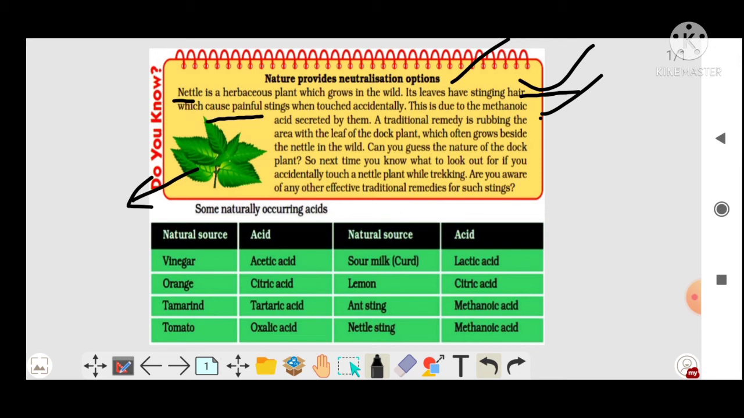Which acid comes from nettle? Methanoic acid. It means they secrete methanoic acid. Okay, nettle. What is the traditional remedy? The traditional remedy is rubbing the area with the leaf of the dock plant. This is the remedy, and by the dock plant neutralization reactions occur. So nature provides neutralization options. This is one example. Okay, here look, some naturally occurring acids. Very important short questions come here from an exam perspective.